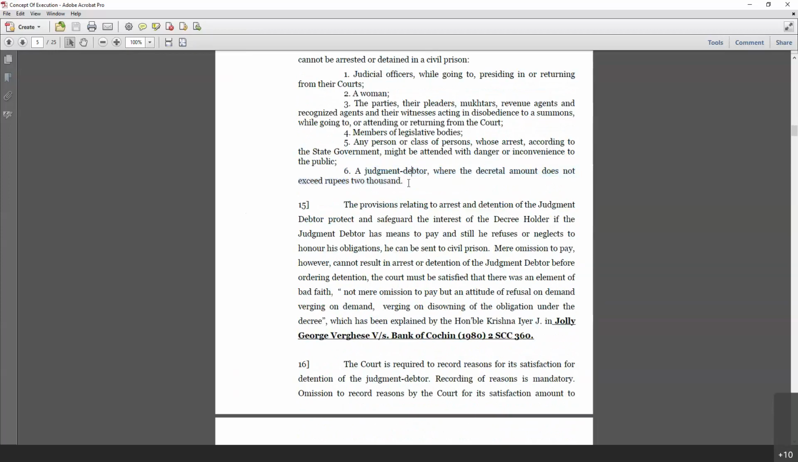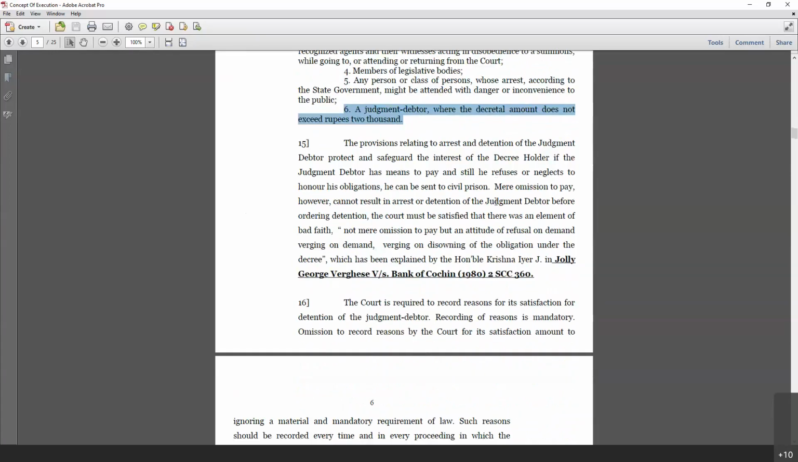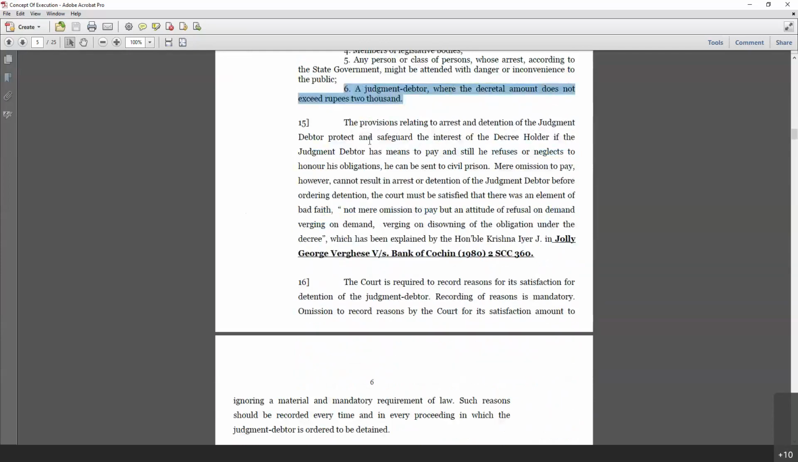So something like this seems ludicrous now, because who's even going to bother filing a suit for a debt below rupees 2,000? So that is as far as the exceptions are concerned. But now this is important.